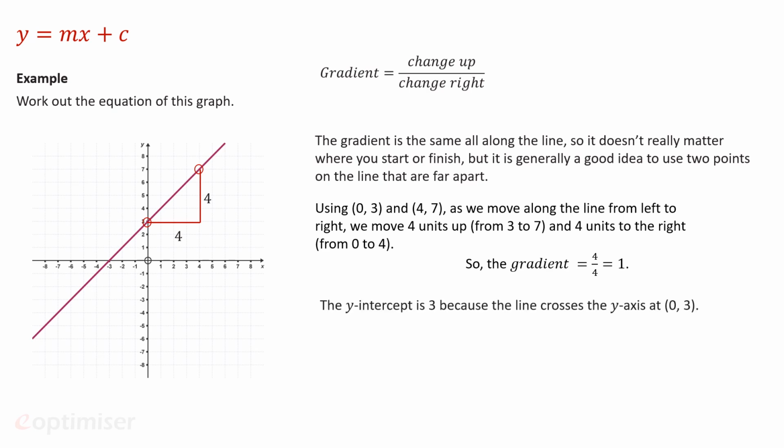The c is the intercept, which you already learned. The line goes through 3, therefore c is 3. So the gradient m is 1 and the y-intercept is 3. Therefore you can write the formula y is equal to mx plus c as y is equal to 1x, that is the gradient, plus 3, that is the intercept.